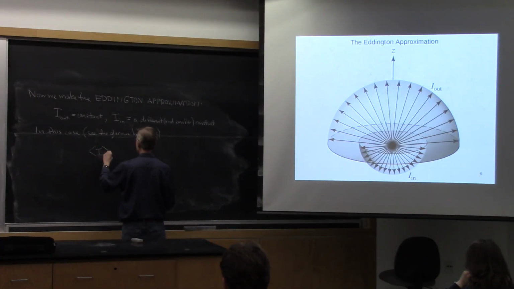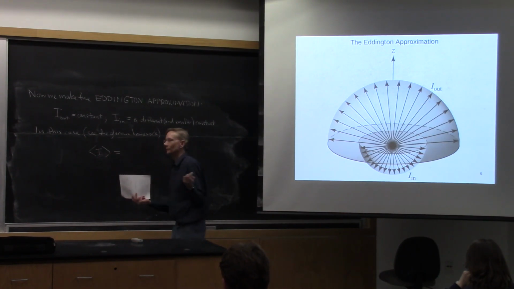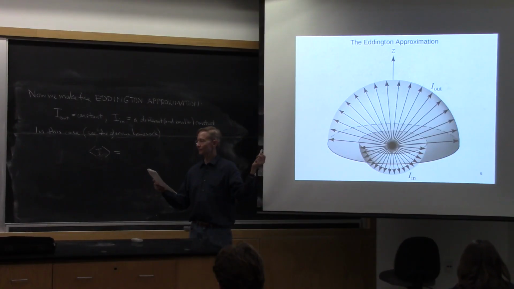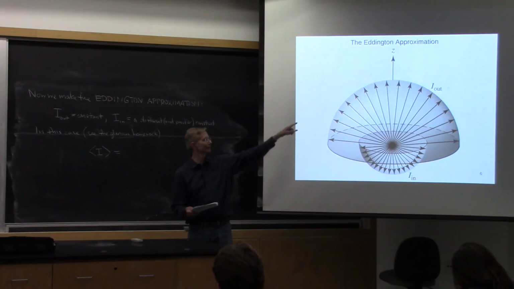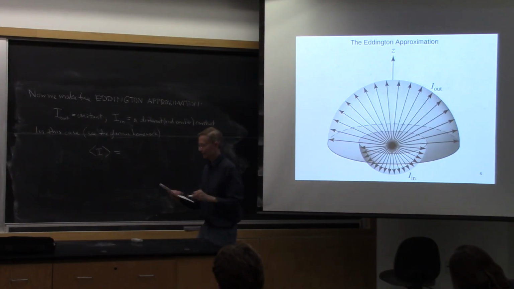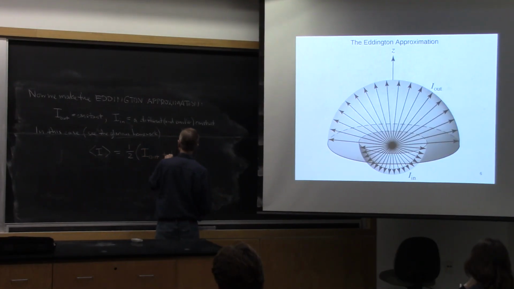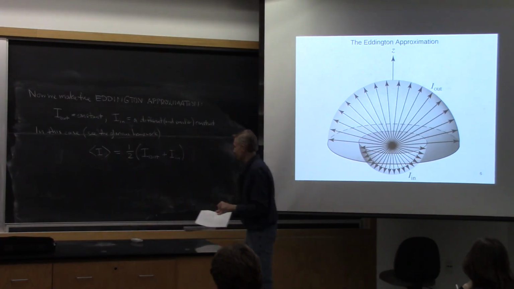In this case, I'm going to have you show this by doing the integral, because you're going to integrate over solid angle to find the mean intensity, for example. But what else could it be than literally the average of I out and I in? Half of I out plus I in. Gosh, that seems to make sense.